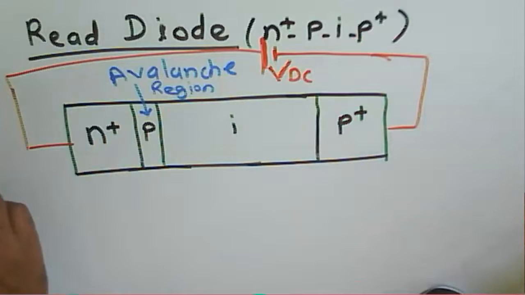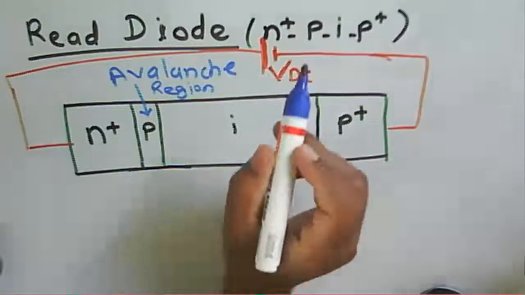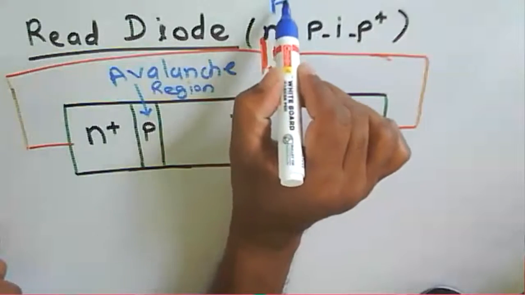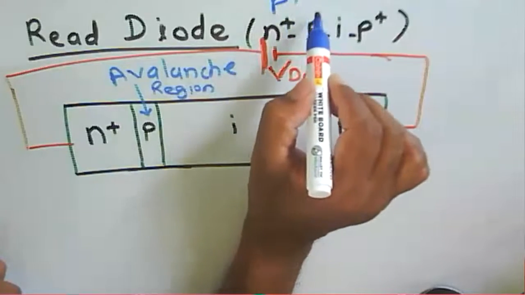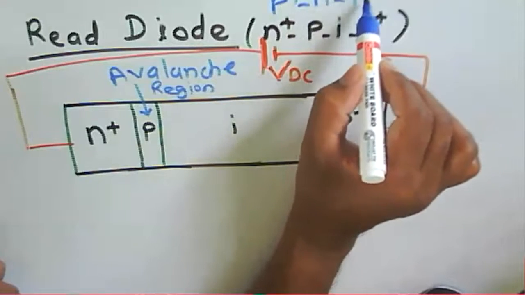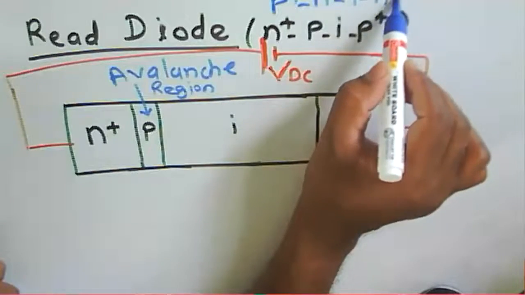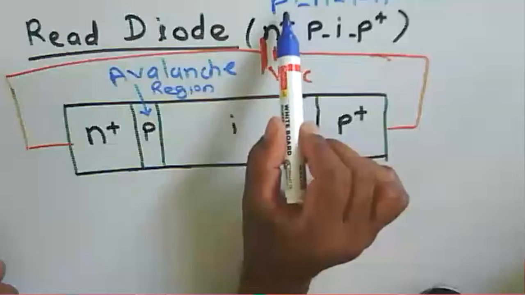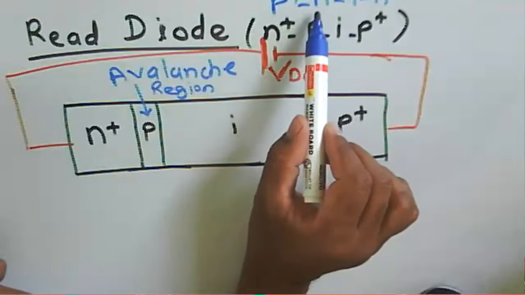Another way to obtain the read diode is using another combination. What is that combination? Instead of n plus, there will be p plus here. Then instead of p, there will be n, then I, and then n plus. So we have this junction, p plus n, and likewise.